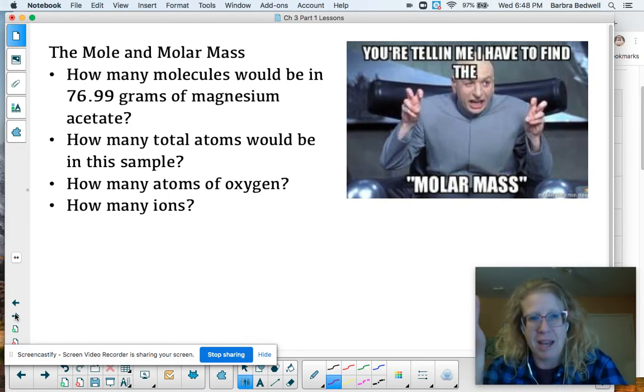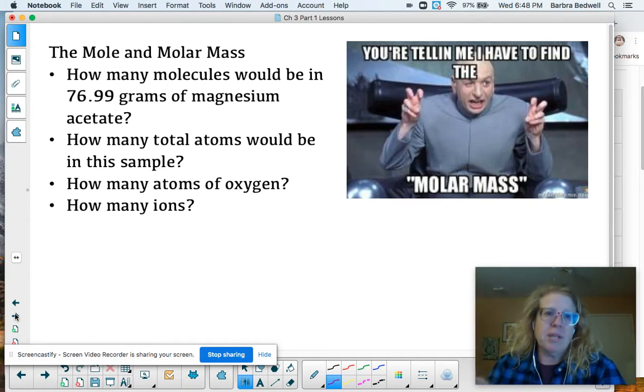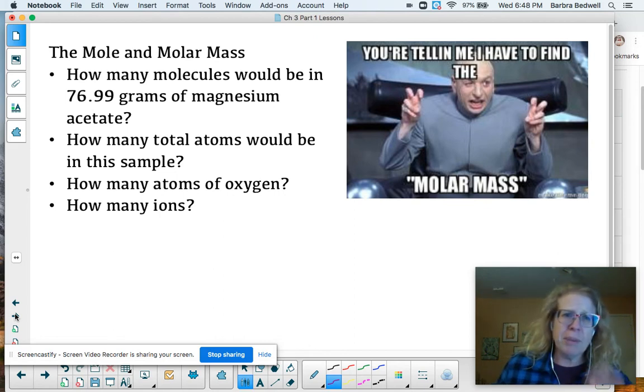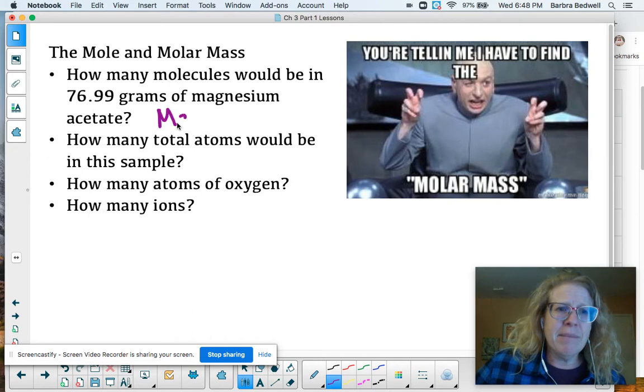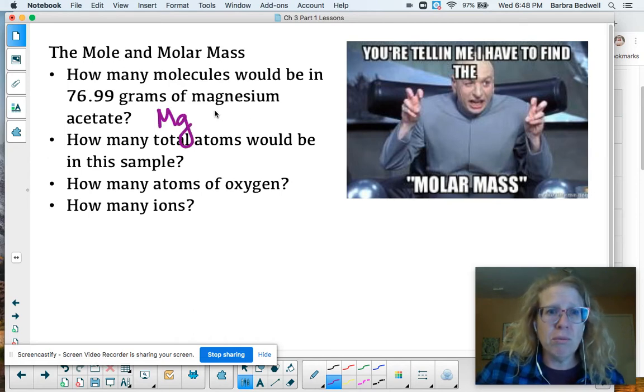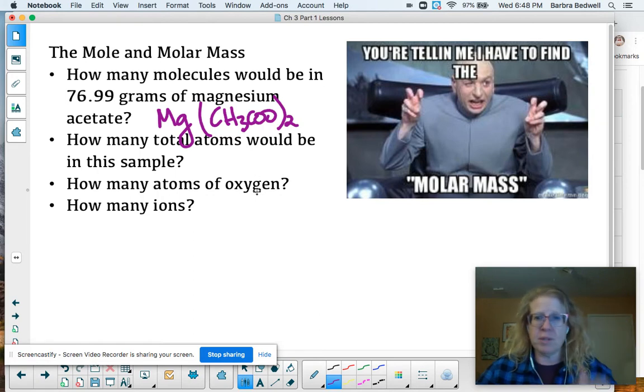Okay, I know you guys can add, but using Avogadro's number with molecules and with compounds, you can see that these problems are a little bit more difficult. So magnesium acetate is the example that we're going to use here. Magnesium acetate is Mg(C2H3O2)2. I happen to remember that acetate is a 1 minus, so magnesium is a 2 plus. So there is our particular compound, and we're going to use it for all 3 of these.